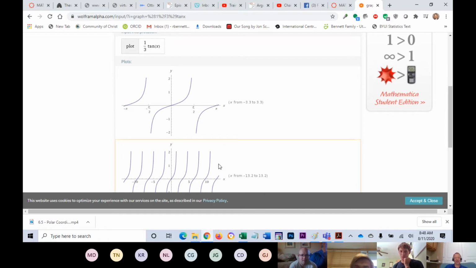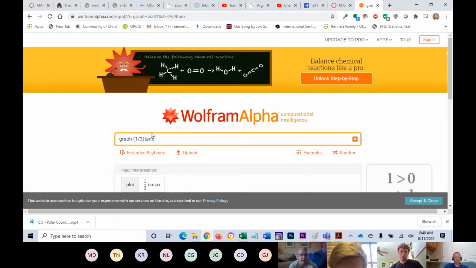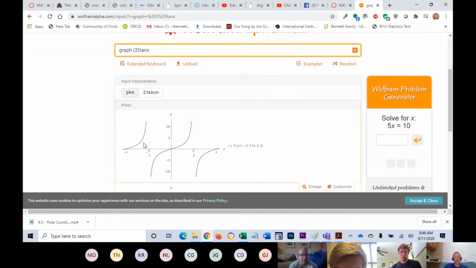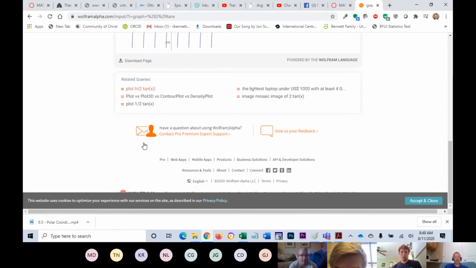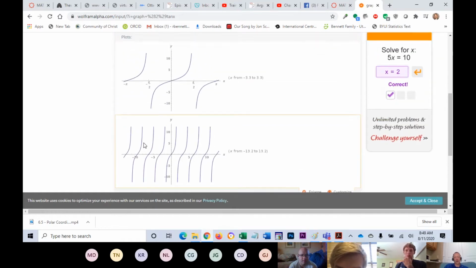That's why I don't care about it that much. It just changes the steepness of the curve. Can you graph 2 tangent of x? Steeper. You really can't tell. That's why I really don't care.